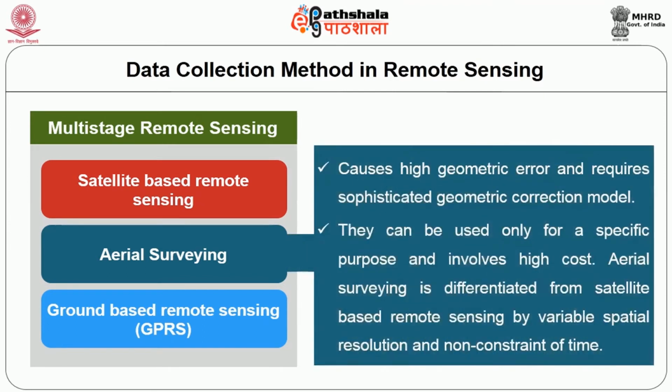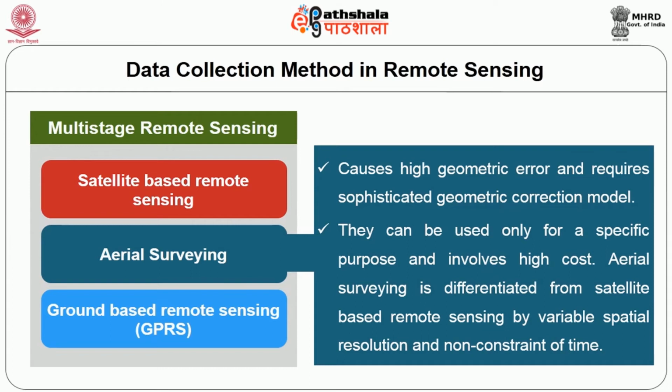Coming to aerial surveying. Aerial surveying has high geometric errors because these are surveyed only with the help of aircraft. And today they are using drones. Today the technology is using drones, which can capture pictures. It is called the bird's eye view. Aerial surveying is a kind of bird's eye view which can give you a clear picture of what is exactly present down on the earth.